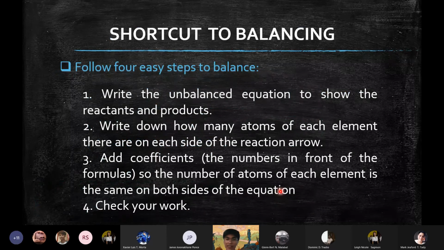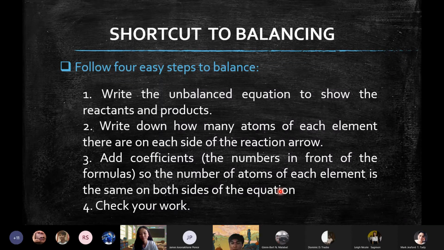So we have here a little tip in order to balance chemical reactions. The first one is to write the unbalanced equation to show the reactants and products. You need to be able to separate the formulas using the plus sign and separate the reactants and product side using the arrow sign. And write down how many atoms of each element there are on each side of the reaction arrow.